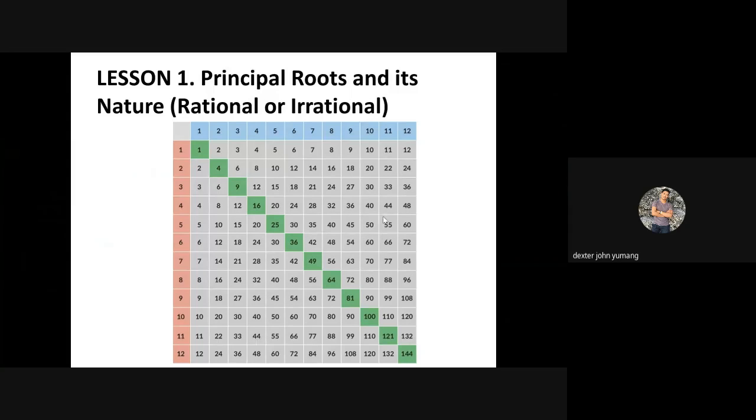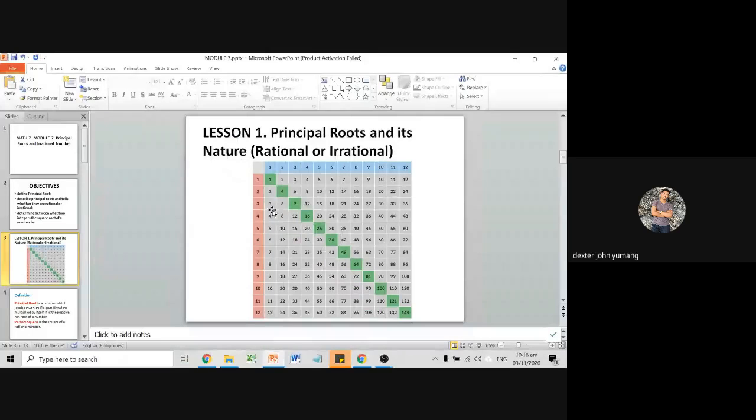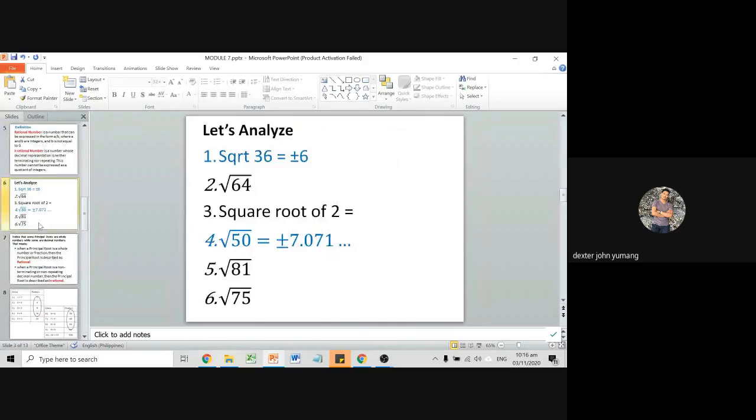Balikan nyo agad yung multiplication. Yung green, tingnan nyo: 1, 4, 9, 16, 25, 36. Meron bang 2? Di ba wala? Kung wala po sa listahan, ibig sabihin, irrational po siya. Tulad nung example number 3.